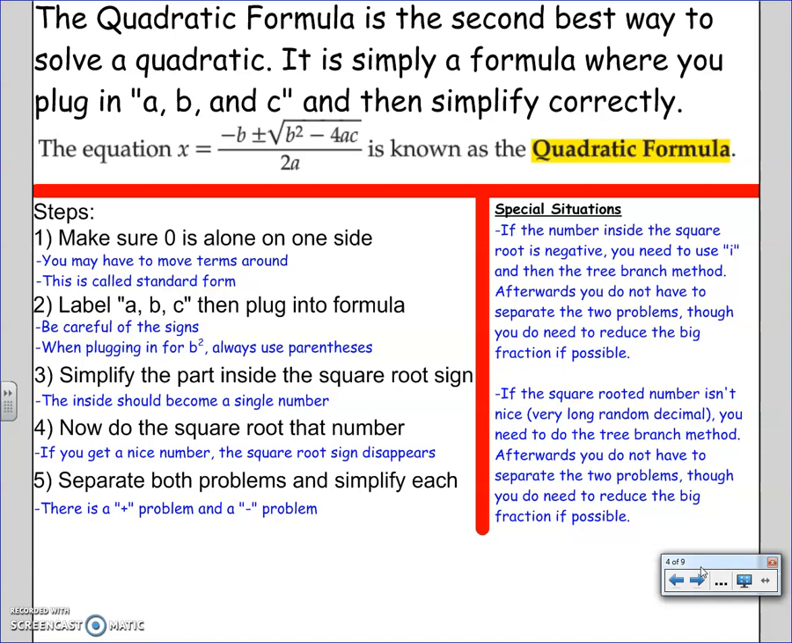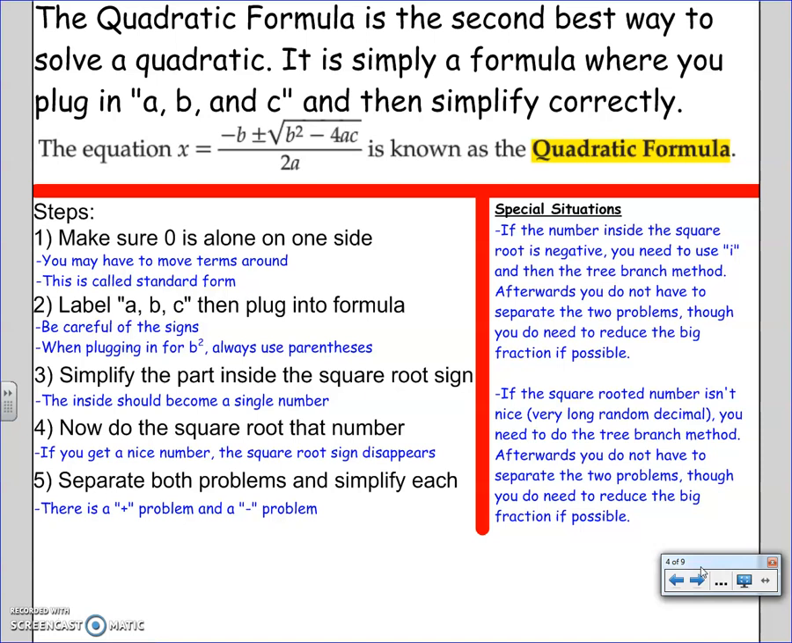The steps, again: make sure 0 is alone on one side. You might have to move things around, but that is standard form. You can label a, b, and c, and plug into the formula. Make sure you're careful with the signs, and when you do b squared, always use parentheses. Then you simplify the part inside the square root sign, that b squared minus 4ac part. It should turn into a single number.